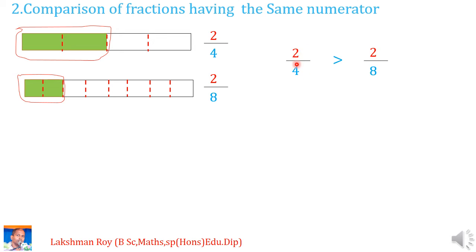If numerators are equal, the fraction with the lesser denominator is big, right? So keep that in mind.